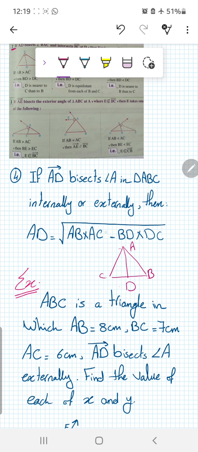If you get the length and your calculator gives a math error, exchange this. So exchange: start from BD times DC minus AB times AC.